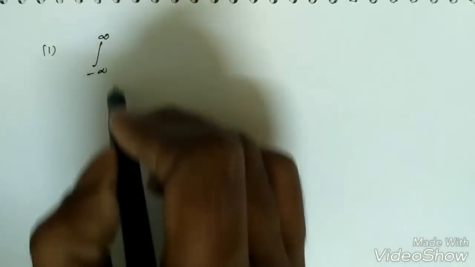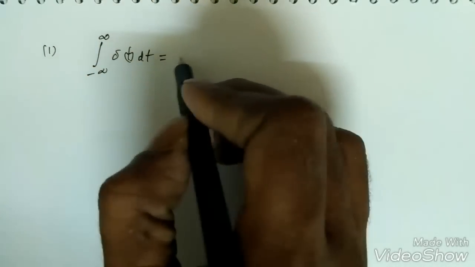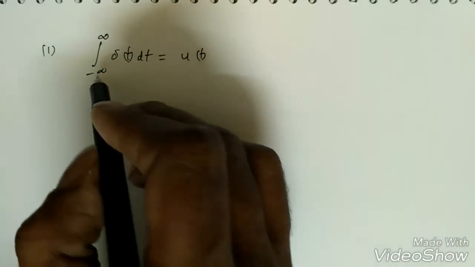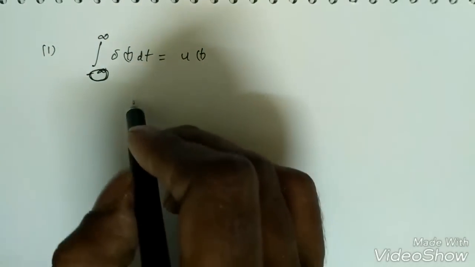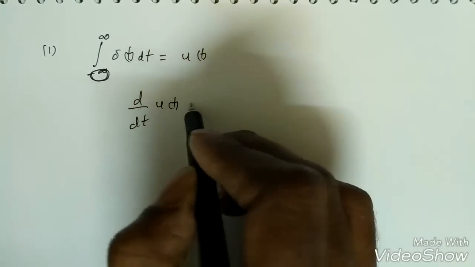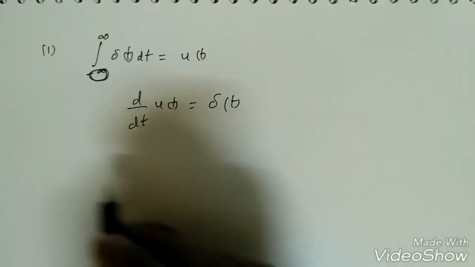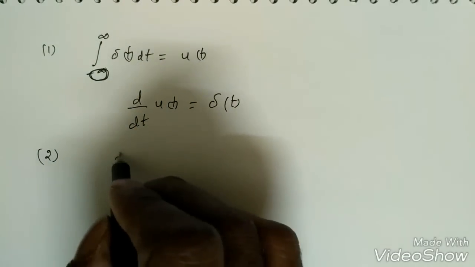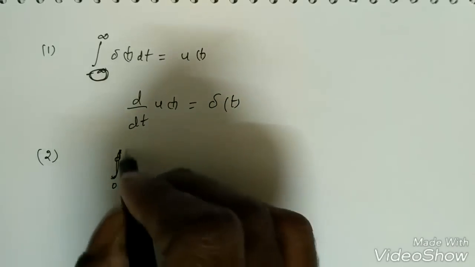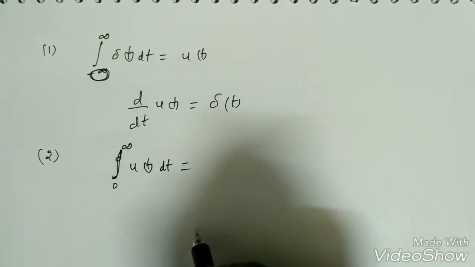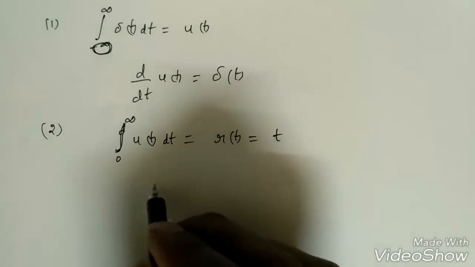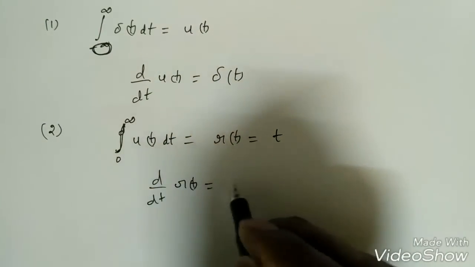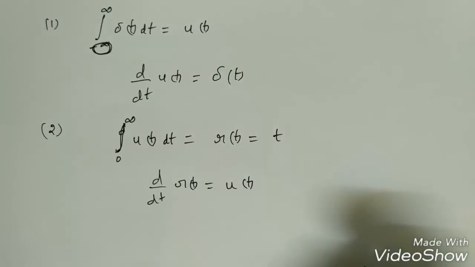If I integrate from minus infinity to infinity delta t dt, I will get u of t, right? Or if I integrate from 0 to infinity, I will get u of t. Or if I differentiate u of t, I will get the delta function, right? Similarly, if I integrate u of t dt, we will get a ramp signal r of t, or we can say simply t. Now if I differentiate a ramp signal r of t, I will get the unit step function.